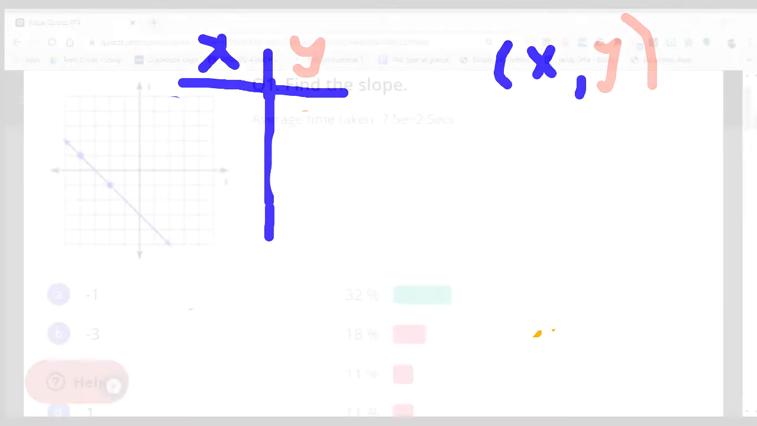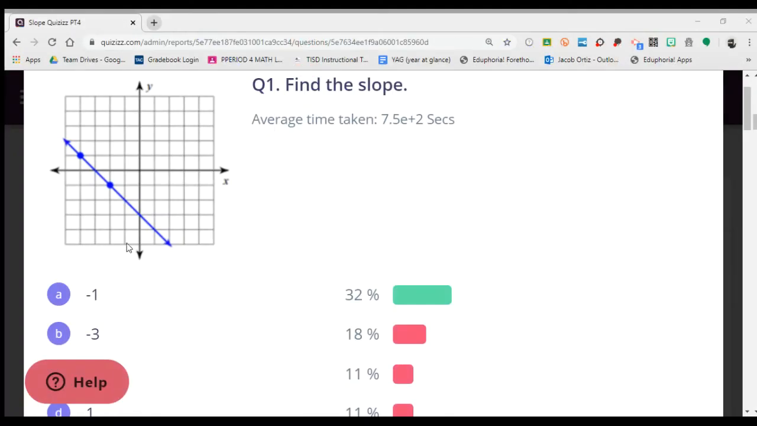Alright, so looking at this, you got to pick 2 points. There's literally 2 points here for you. You got to walk before you climb, so you do your X first. So you start at the origin, which is the very middle. You walk 1, 2, 3, 4. Now, you're going to the left or right.